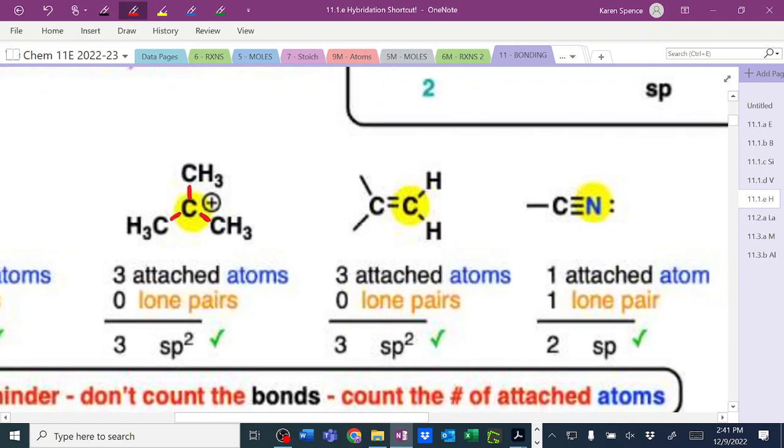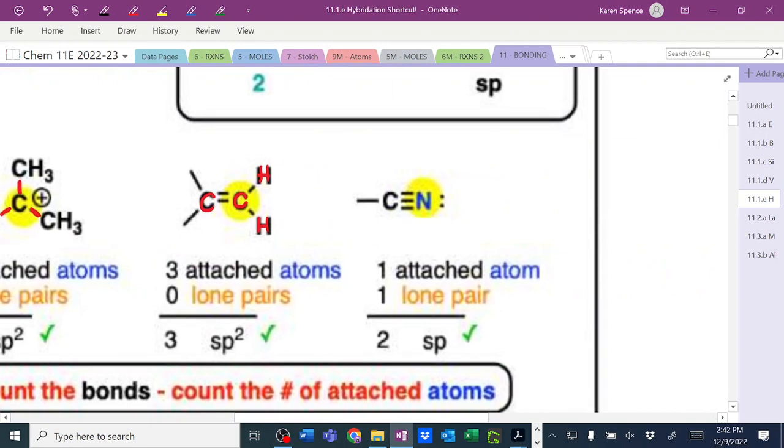Here is a carbon. There is 1 atom attached, 2 atoms attached, 3 atoms attached. That gives us 3 electron domains, so it is sp2. Here is a carbon. It's attached to something else, the rest of the molecule, and it is attached to a nitrogen. So what is its hybridization? sp.